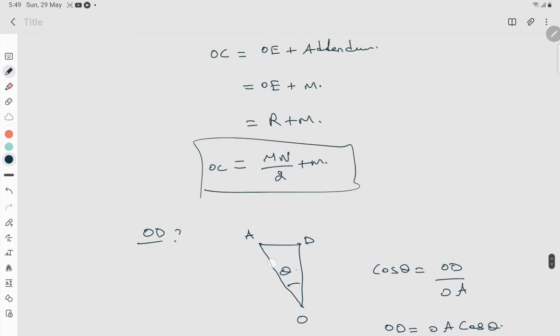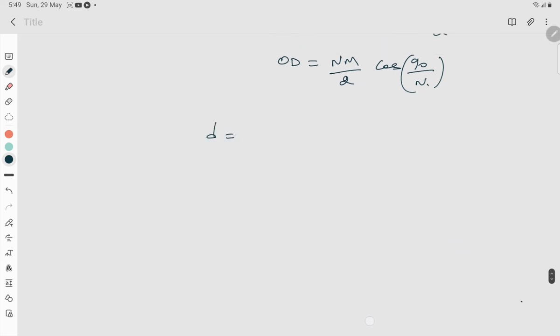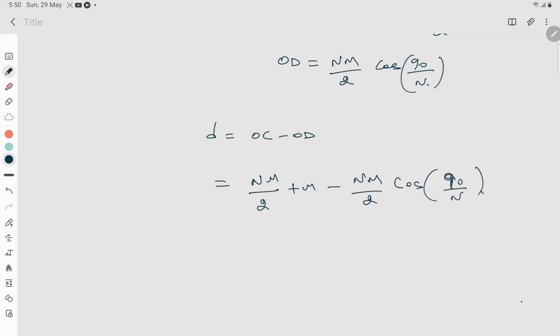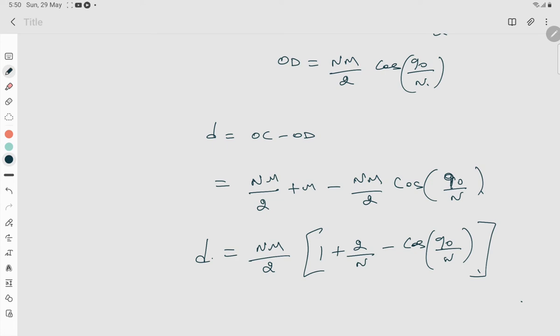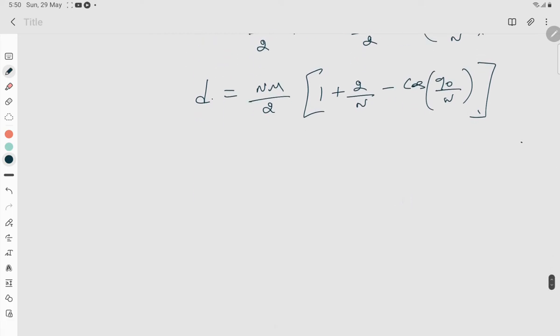We have found out OD and OC. From that we can easily find out small d, which is nothing but the chordal addendum. OC minus OD, just substitute that: NM by 2 plus M, that is the relation for OC, minus OD, which is NM by 2 cos 90 by N. In this you take NM by 2 common: NM by 2 times (1 plus 2 by N minus cos 90 by N). So you can see this chordal addendum also depends upon the number of teeth and module. If you know the number of teeth of the gear and module, we can easily find out the chordal addendum. So with this relation, we can easily find out the chordal thickness using gear tooth vernier also.